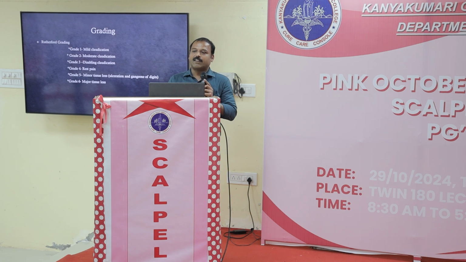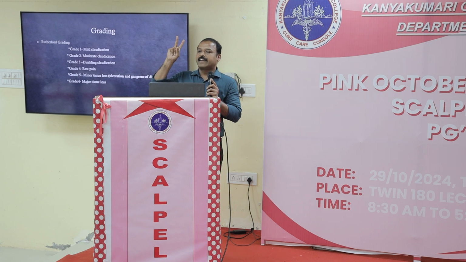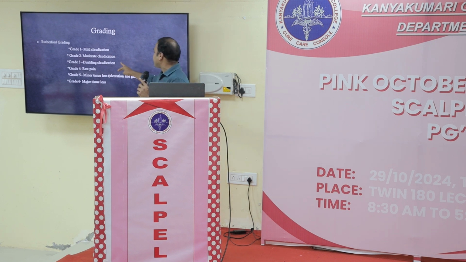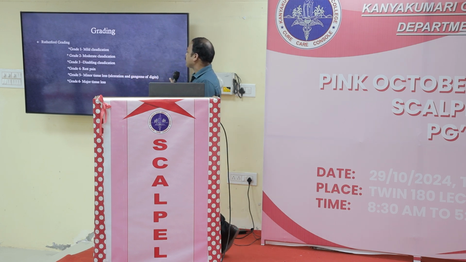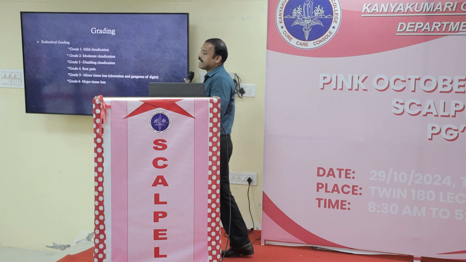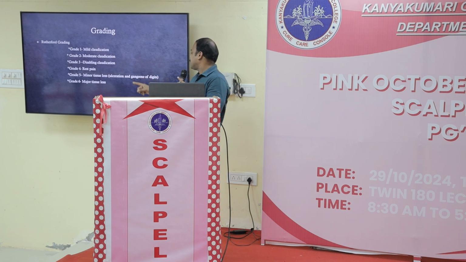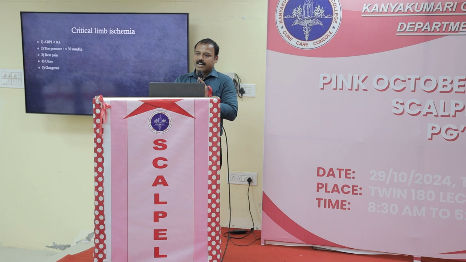The Rutherford grading of chronic lower limb ischemia: grade 1 mild claudication, grade 2 moderate claudication, grade 3 disabling claudication, not able to do the regular work, grade 4 rest pain, grade 5 minor tissue loss, and grade 6 major tissue loss. Minor tissue loss means ulceration and gangrene confined to the digits, the toes, whereas major tissue loss is beyond the metatarsal. The last terminology everyone should know: chronic limb ischemia, critical limb ischemia.